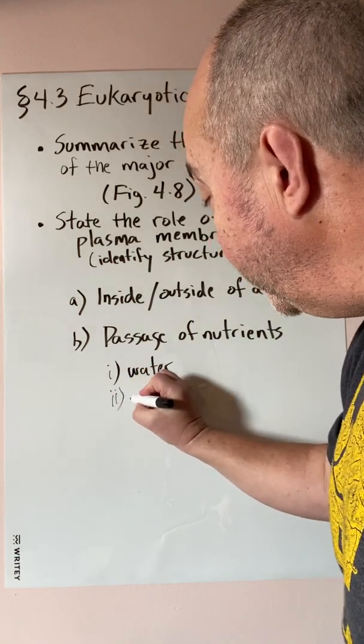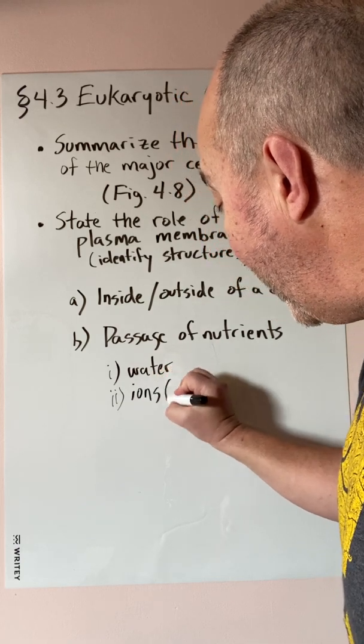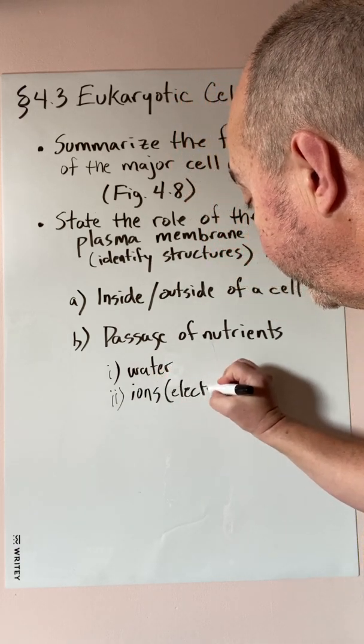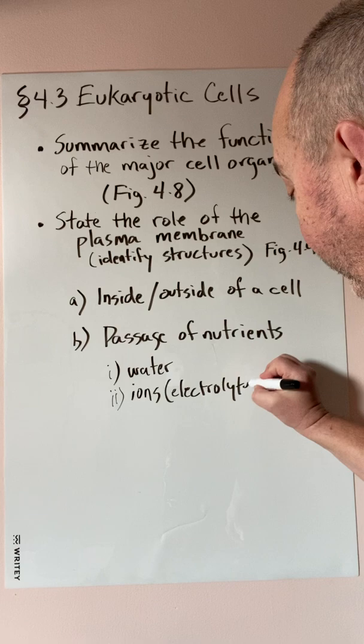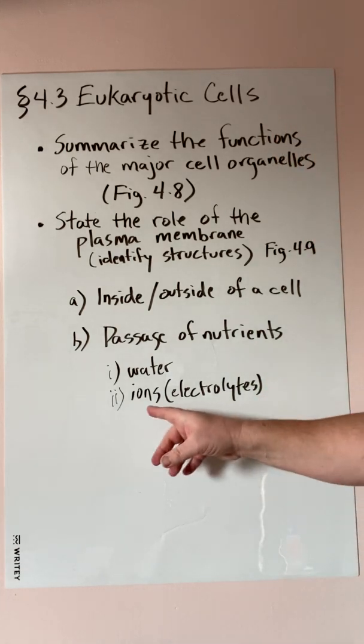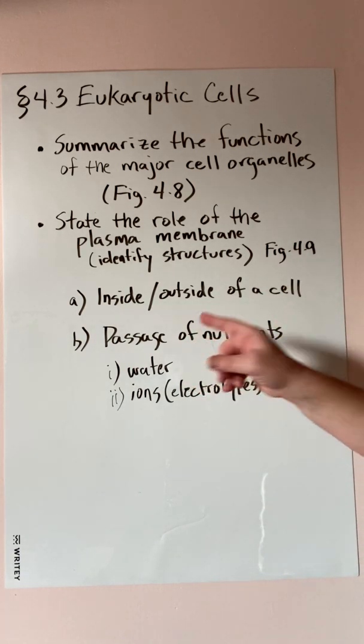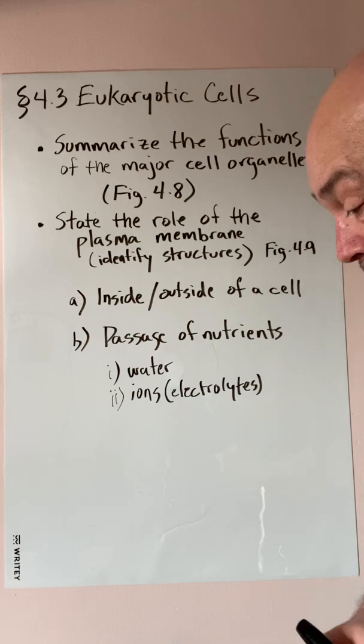In order to function properly, you need electrolytes or ions. So you often hear sports drinks touting that they have electrolytes. Well, they have ions in them. These are things like potassium and calcium and sodium. These are important for functioning of the cell, but they have to come in and out of the cell. They have to cross the plasma membrane.